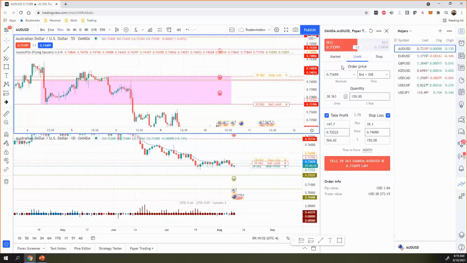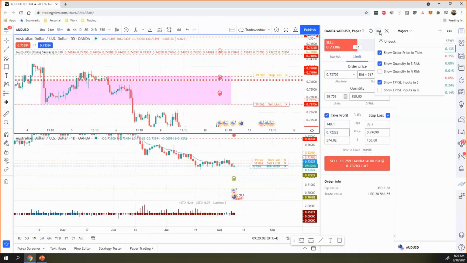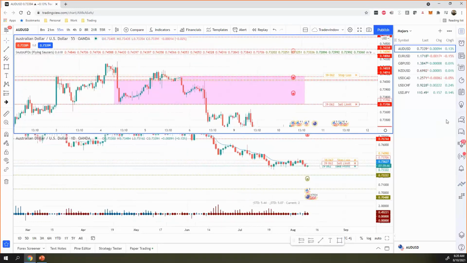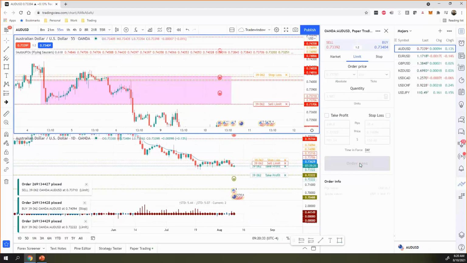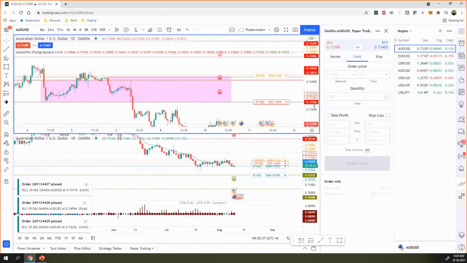Oh boy, I don't know why it's changing this again. Hold on 1 second. 73,706. Every time it moves it, it changes it on me. I forget how it is to dollars and percents. All right, I'm just going to close that and redo it again. So limit 0.73706. All right, and we're going to do take profit and stop loss, 150 bucks, 38.4, 7222. Okay, so there we go.